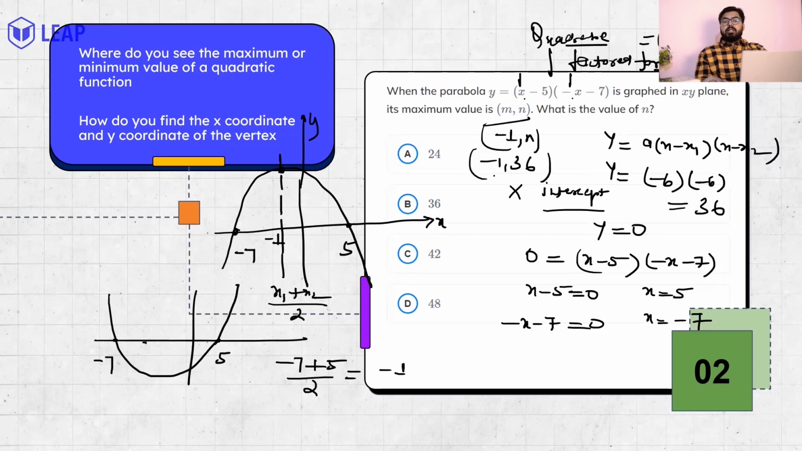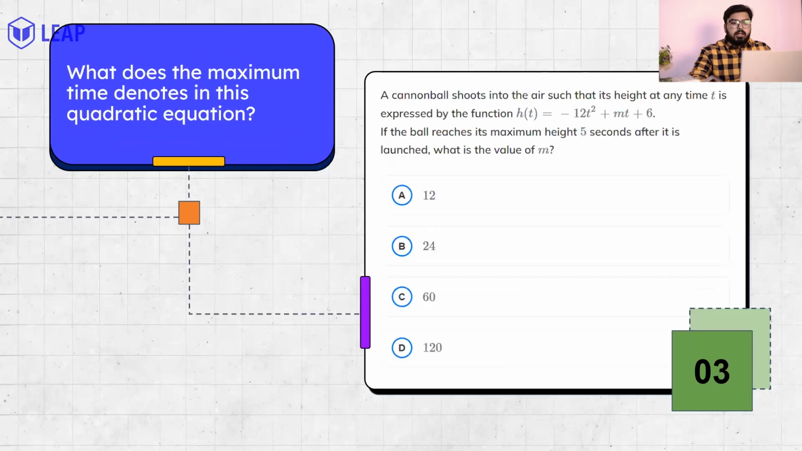Means the y-coordinate of the vertex is 36. So once you get the x-coordinate, put it back into the equation, you get the y-coordinate. So it's minus 1, 36. So what is n? n is the y-coordinate, which is 36. You can watch this part again if you want to clarify it more. Next question. Try this one, pause the video and come back.